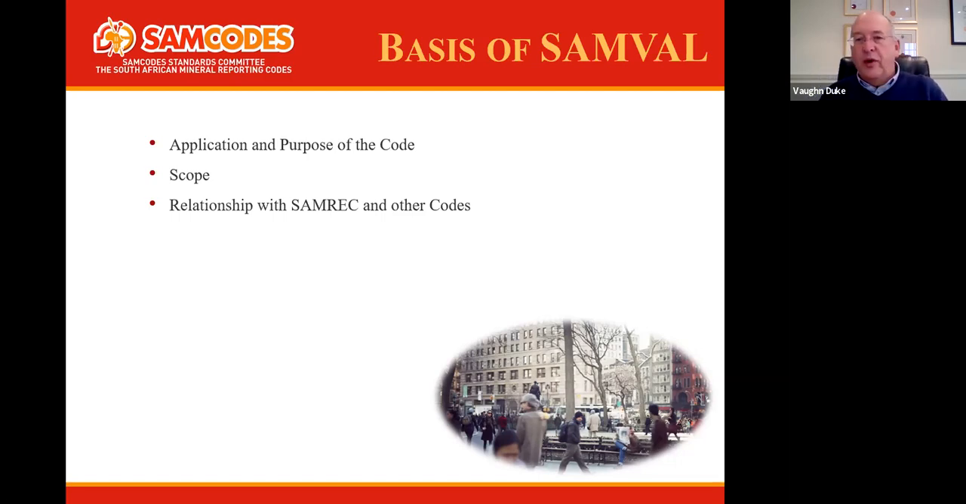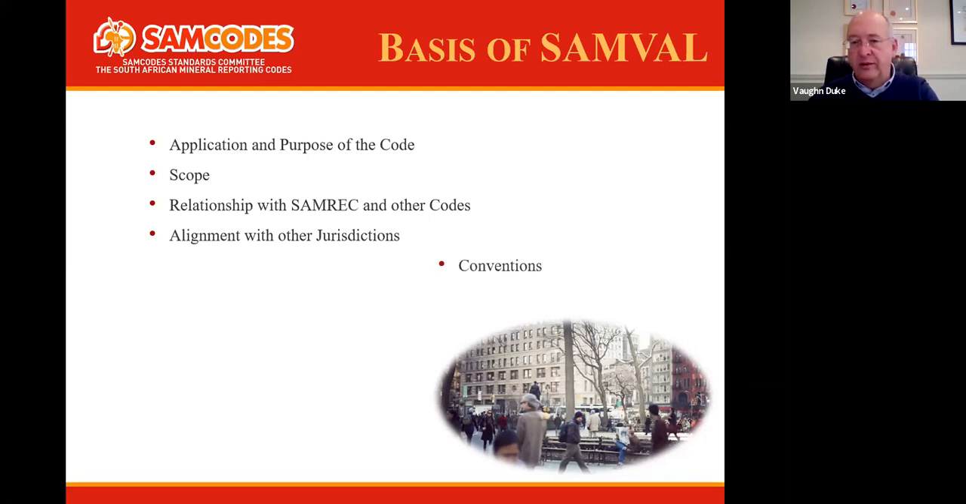So, relationship with SAMREC and other codes, I've got a nice little slide later on that just shows you where it fits in. Valuations are based on mineral resources and mineral reserves. So if you want to do a valuation, you need to have those. It's those things we're putting a value to. So it's linked to SAMREC or other CRIRSCO-affiliated reporting codes. I've mentioned this, alignment with other jurisdictions. SAMVAL has, as far as possible, been aligned with other mineral asset valuation codes around the world.